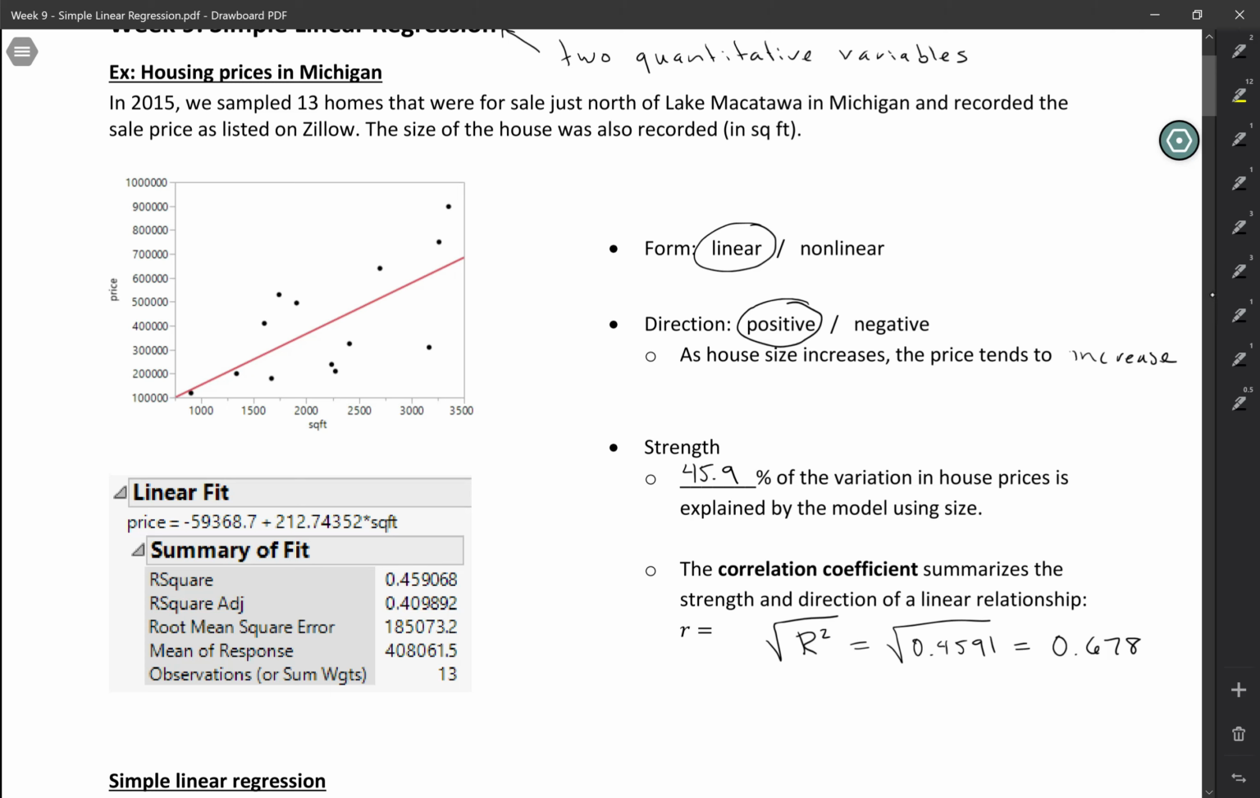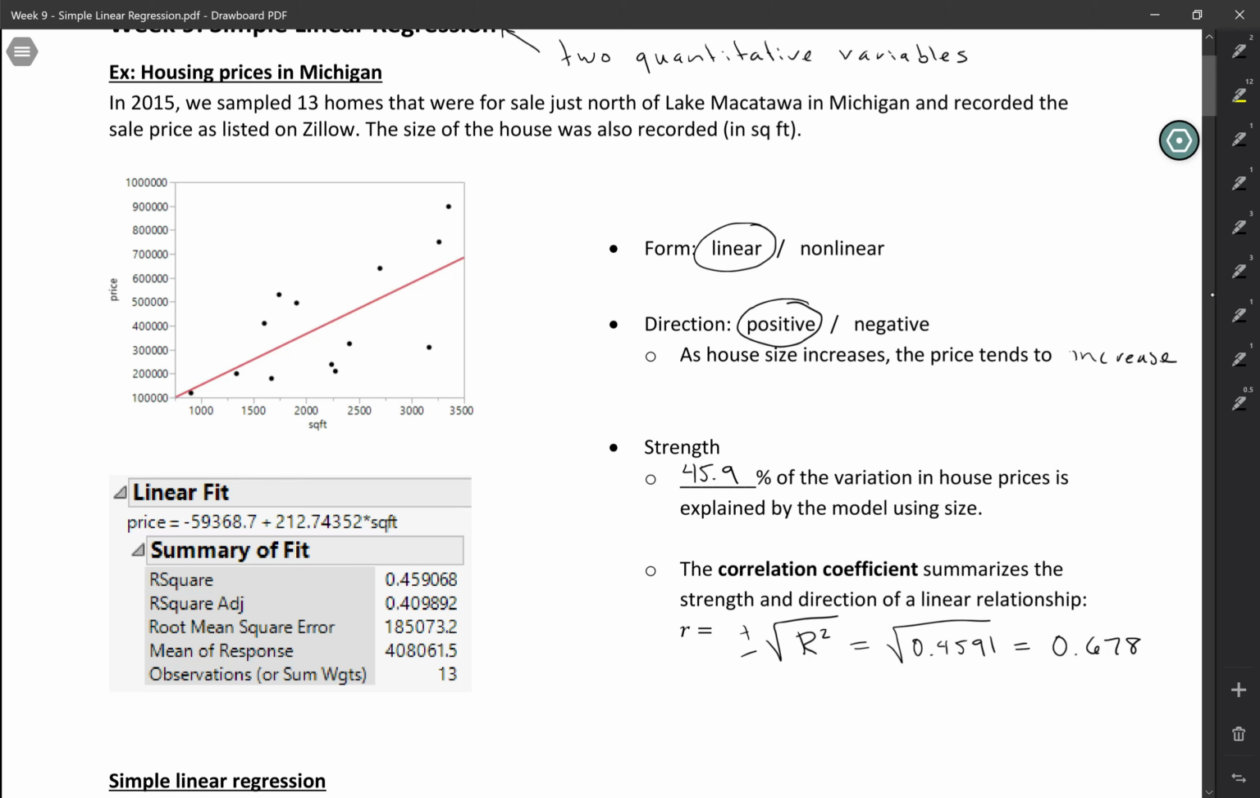Notice here that it says the strength and direction of the relationship. So this could actually be positive or negative depending on the direction. In this case, we've got a positive relationship, so it's just going to be positive, but sometimes you would have to add the negative sign there.